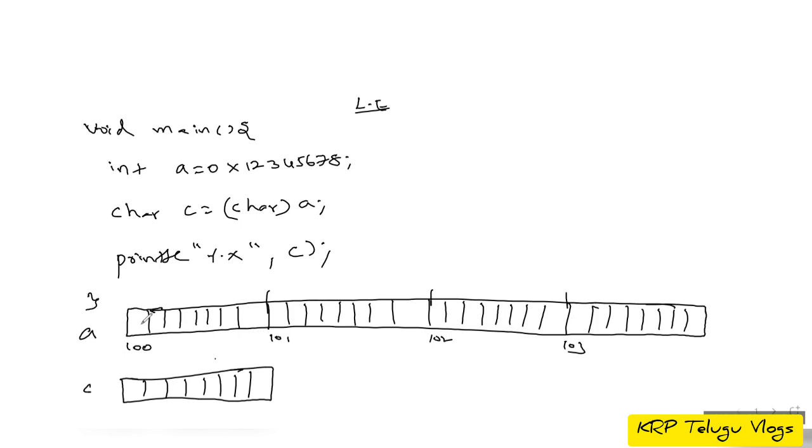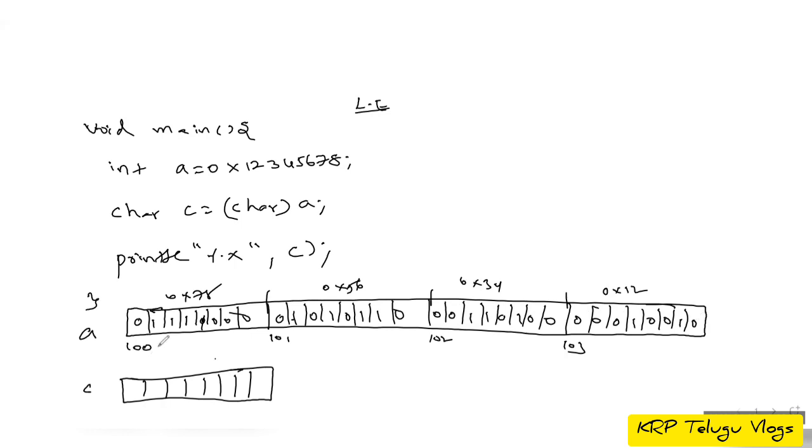So in this, if it is a little endian machine, 0x78 will be stored first, 0 1 1 1 1 0 0 0. Then 0x56, 0 1 0 1 0 1 1 0. Then 0x34, 0 0 1 1 0 1 0 0. Next 0x12 will be stored, 0 0 0 1 0 0 1 0.